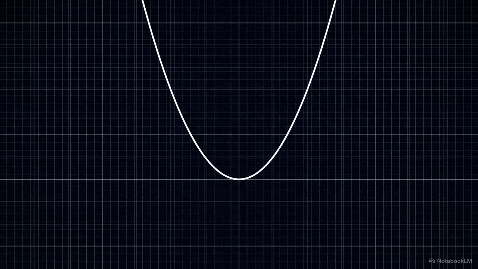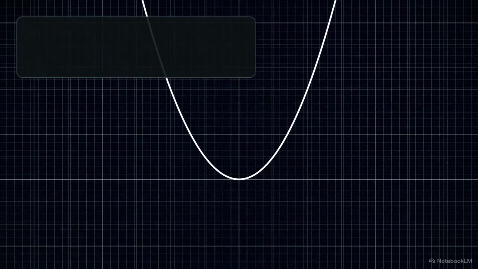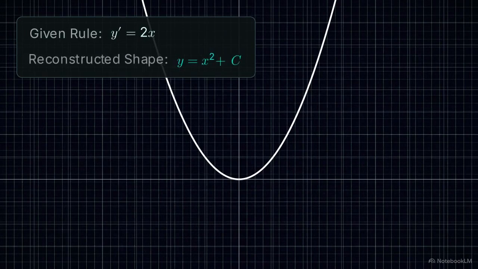In calculus, taking a derivative is a forward process. We take a known shape, like this parabola, and extract its slope. Solving a differential equation is the reverse. Given only the rule of movement, we must reconstruct the original shape. If the rule is 2x, the reconstruction is x squared plus a constant, c.